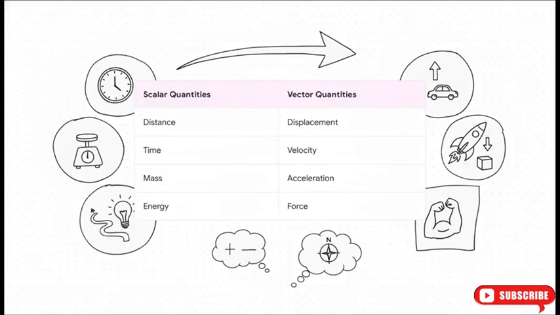Now, this brilliantly categorizes the major quantities that you really just need to memorize. On one side, we have our scalars: distance, time, mass, and energy. On the flip side, we have our vectors: displacement, velocity, acceleration, and force. Notice how every single vector physically requires a direction to actually make sense in the real world. You can't just apply a force, right? You have to apply a force in a specific direction. Definitely memorize this list because examiners love testing you on this exact distinction.